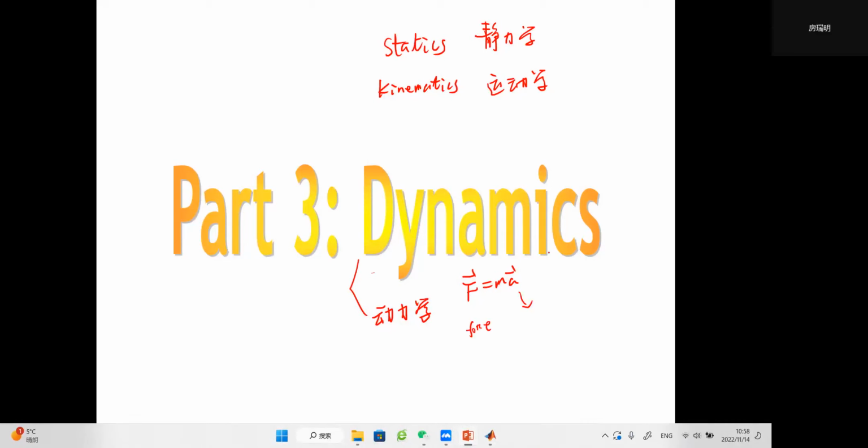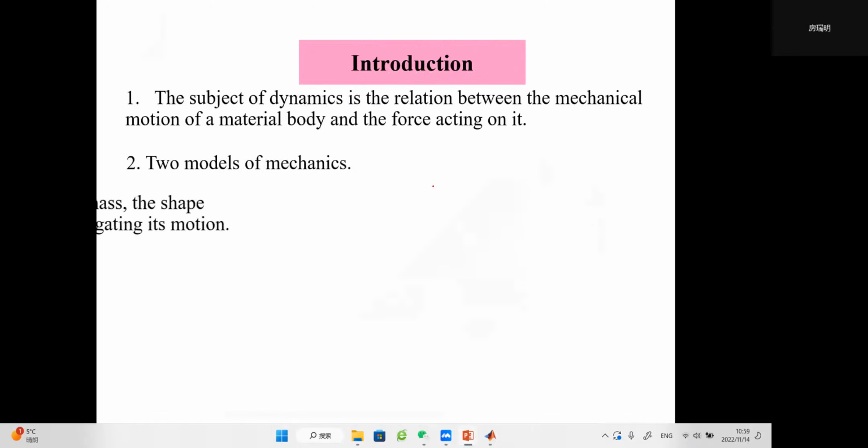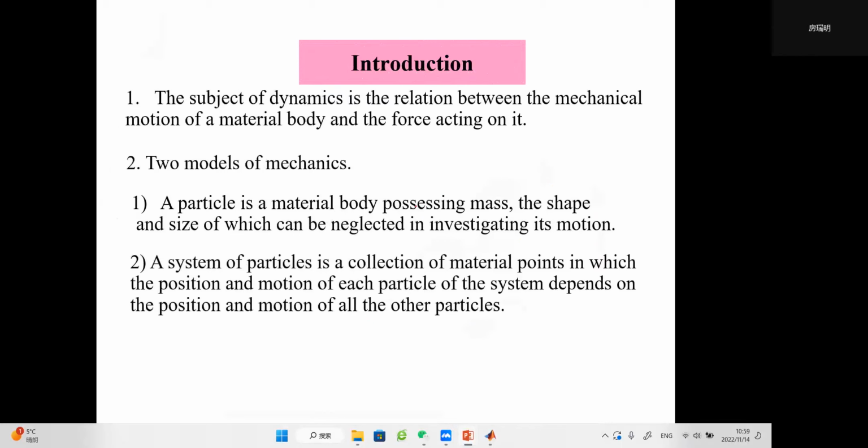So we can give the body or the body system its information of kinematics. Maybe we also can find some information from statics. Then using this expression, we can link force and kinematics together, right? So that's why we call this part dynamics. So let's see some brief introduction here.